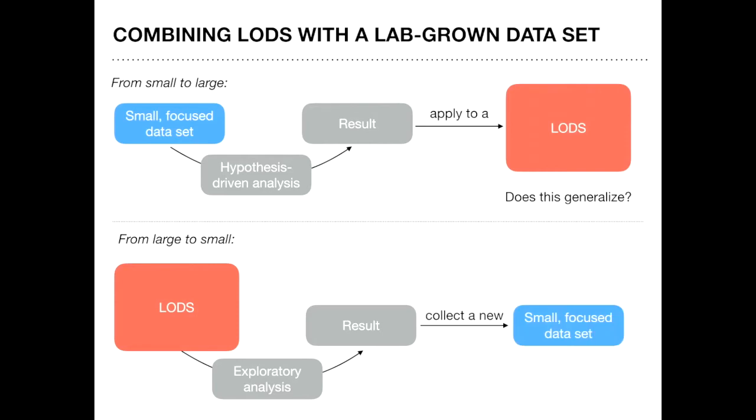And so maybe you use that result to inspire the design of a new, smaller, focused data set that you can use to, again, take this a step further and ask a more subtle or more mechanistic question. Can we learn more about what's driving this result that we've observed in this large open data set? And I'll give an example for each of these of how this might work.